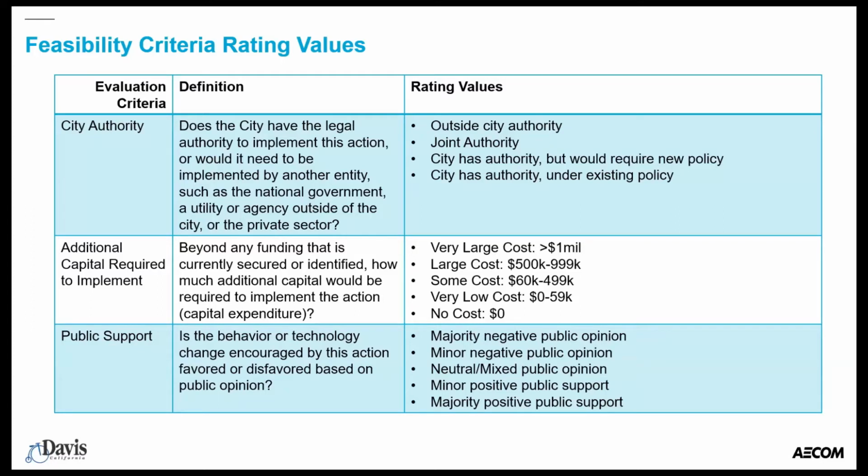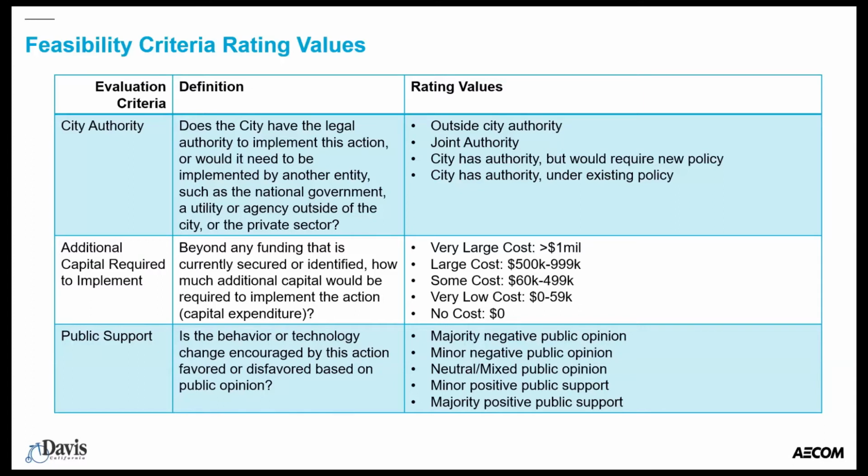For example, with city authority, if the city needs to partner with a separate entity to achieve an action, then we rated it as joint authority, and therefore it was given a relatively lower score. If the city could achieve the action by itself, it was rated as within the city's authority and either under existing policy or requiring a new policy, and both of those would have received a relatively higher score.